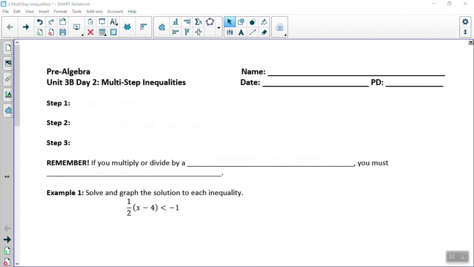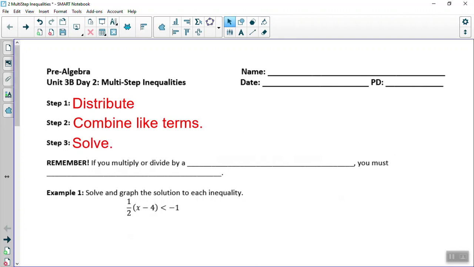Hi everyone, today we're going to look at solving multi-step inequalities. Our process to solve multi-step inequalities is really no different than solving a multi-step equation. I still break it down to a two-part process. The first part is to simplify, and when we simplify, we distribute and combine like terms. Then the second part is our solve mode.